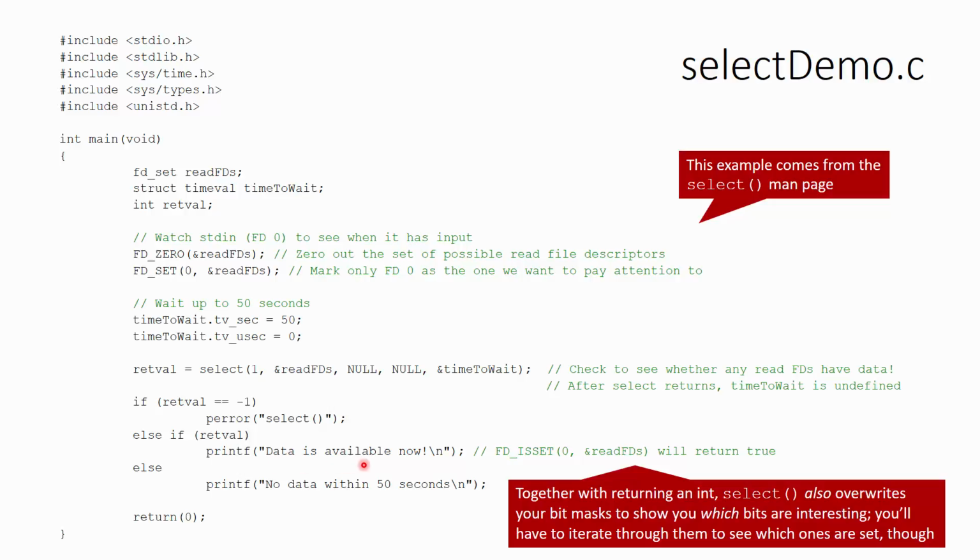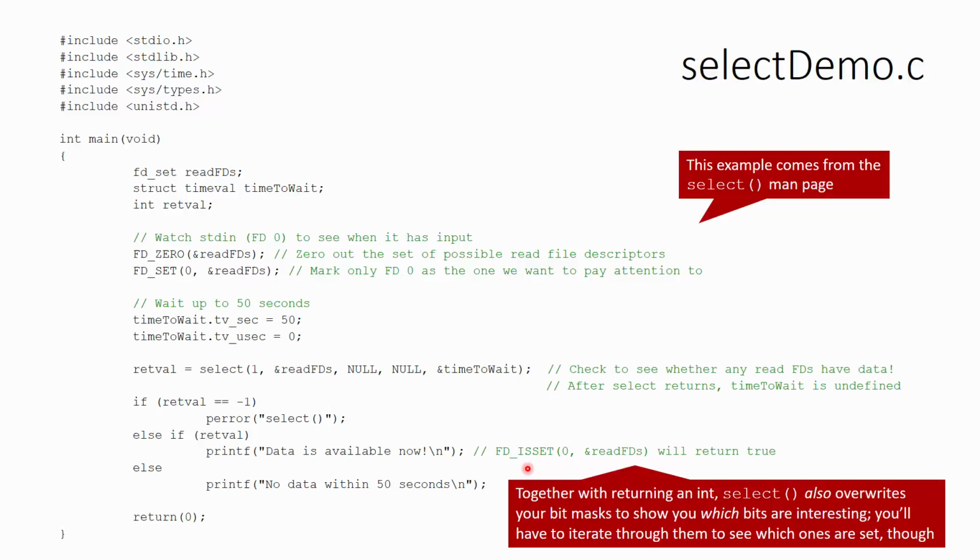So data is now available. We'll print out to the user, and we now know that the readFDs variable that we passed in has been written with bit masks that show us which of the bits are interesting. So remember, bit 0 was file descriptor 0 and bit 1 is file descriptor 1. We now iterate through this variable, looking at each bit using the FD_ISSET macro to test each one to see if it returns true. And if it does, that's the one that the return value of select is indicating.